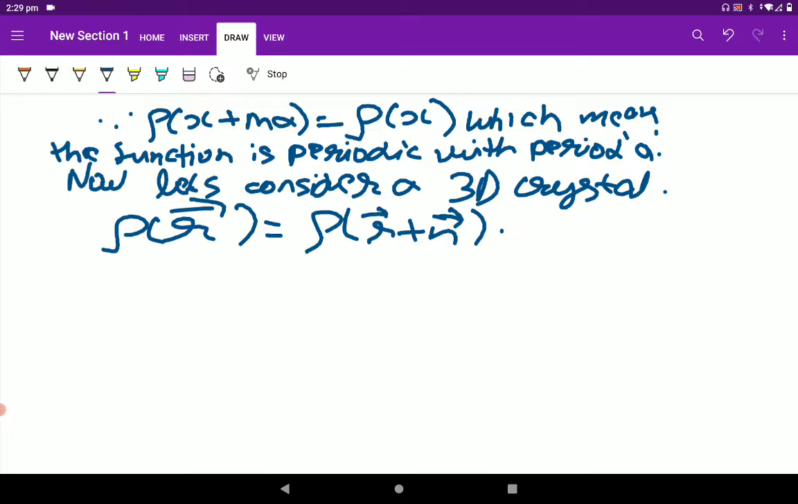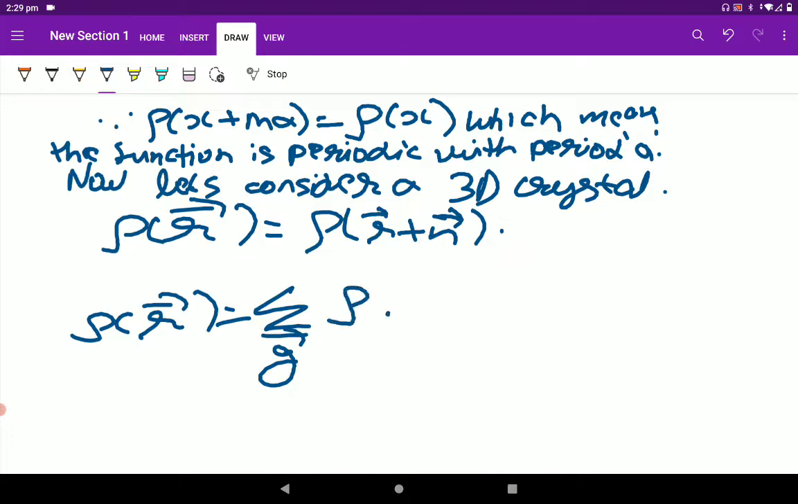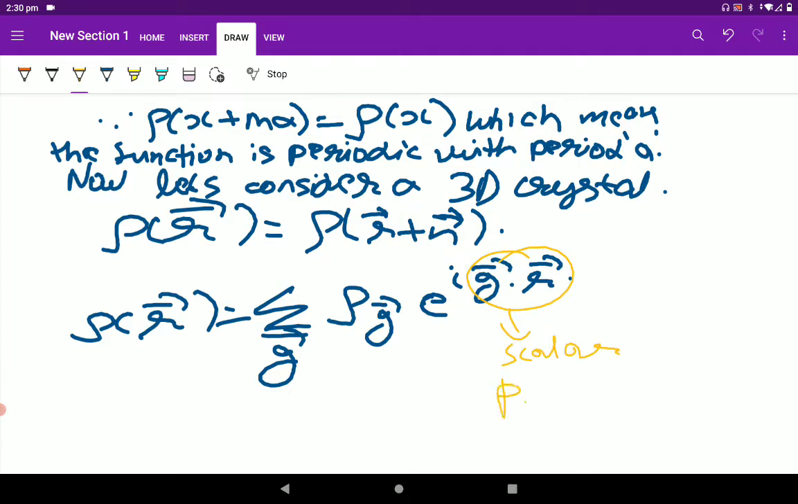So the Fourier series can be written for a 3D crystal as rho of r equal to the summation over the reciprocal vectors in three dimensions, rho of G vector, e to the i G dot r. You should note that this is a scalar product, and G is a vector in nature, and r is a vector in nature.